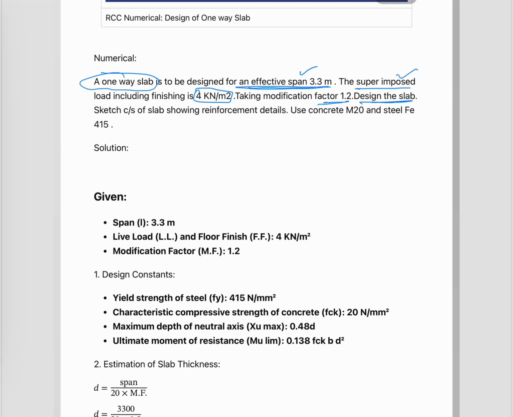Also we need to sketch the cross section of the slab, showing the reinforcement detailing. Use M20 grade of concrete and Fe 415 steel. So this is the basic numerical. A lot of information is given and we are good to go to solve this numerical.